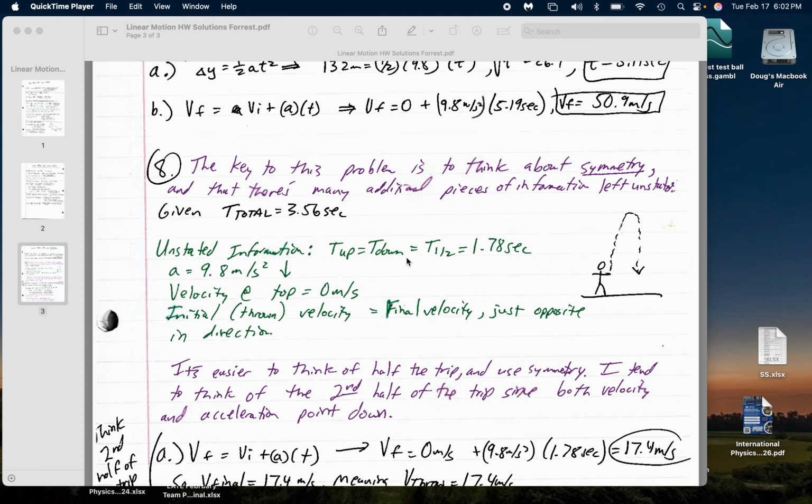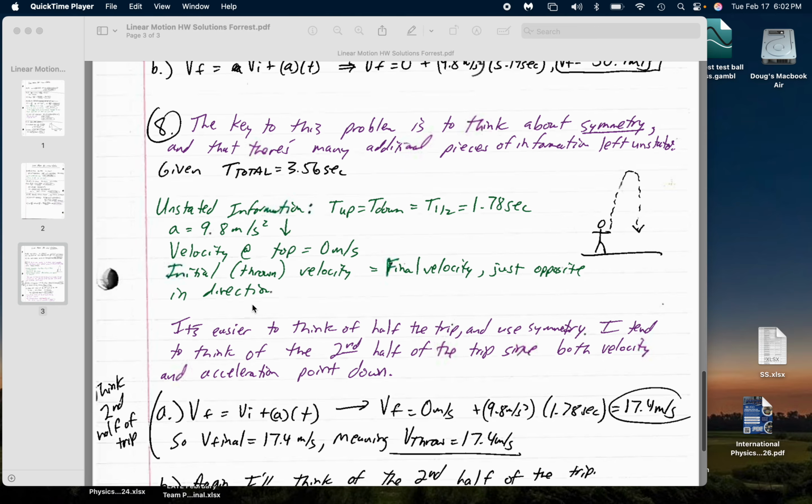So you should know that the time up is going to be equal to the time down, and that's equal to half the total time in the air. Why? Because gravity's slowing it down on the way up and speeding it up on the way down. You should know the acceleration due to gravity is 9.8 meters per second every second. You should recognize at the tippy top, the velocity is 0. Why? It's not moving up and it's not moving down. And so, due to symmetry, since gravity is acting against the object's motion moving up and with the object's motion moving down, the thrown velocity should equal the final velocity as it's caught, just in the opposite direction. So to do math on these, it's usually easier to think of half the trip than the whole trip.